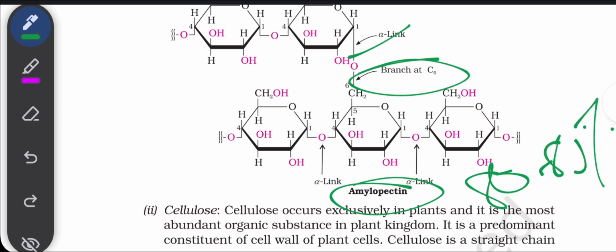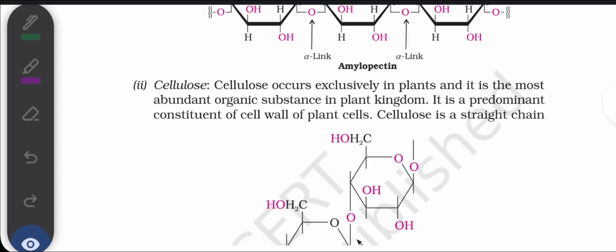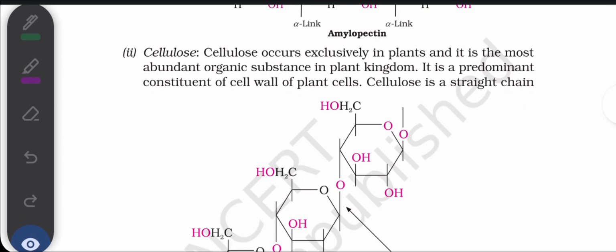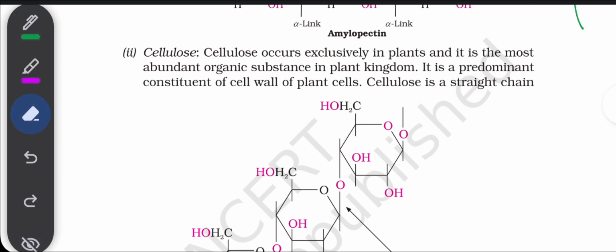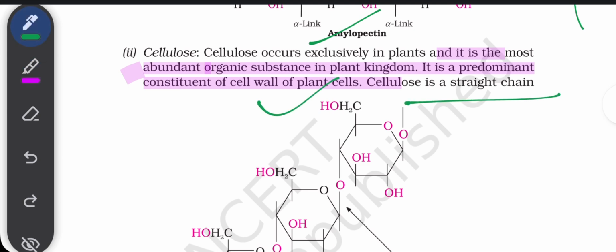Okay. So now coming to cellulose. Cellulose occurs exclusively in plants. Plant का cell wall, very basic. Plant का cell wall is made of cellulose extensively in plant, and most abundant organic, okay, very important, and most abundant organic substance in plant kingdom. Most abundant organic substance in plant kingdom is cellulose, and it is predominantly present on the cell wall of the plant cells. I already told.